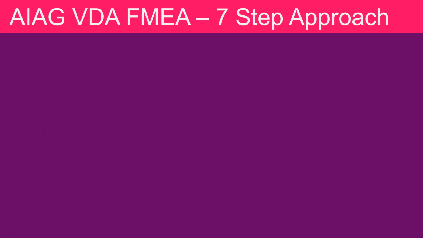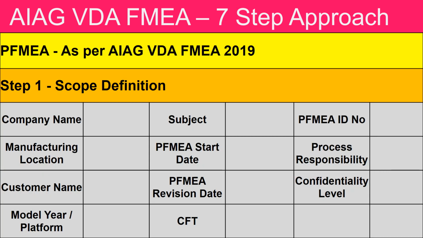Now then, as part of the AIAG VDA FMEA format, you need to first fill in these details which come under step 1, scope definition. And what are the details? First, you need to fill in the company name, the manufacturing location of the company, the customer name for which the FMEA is being done, and the model year or platform details.